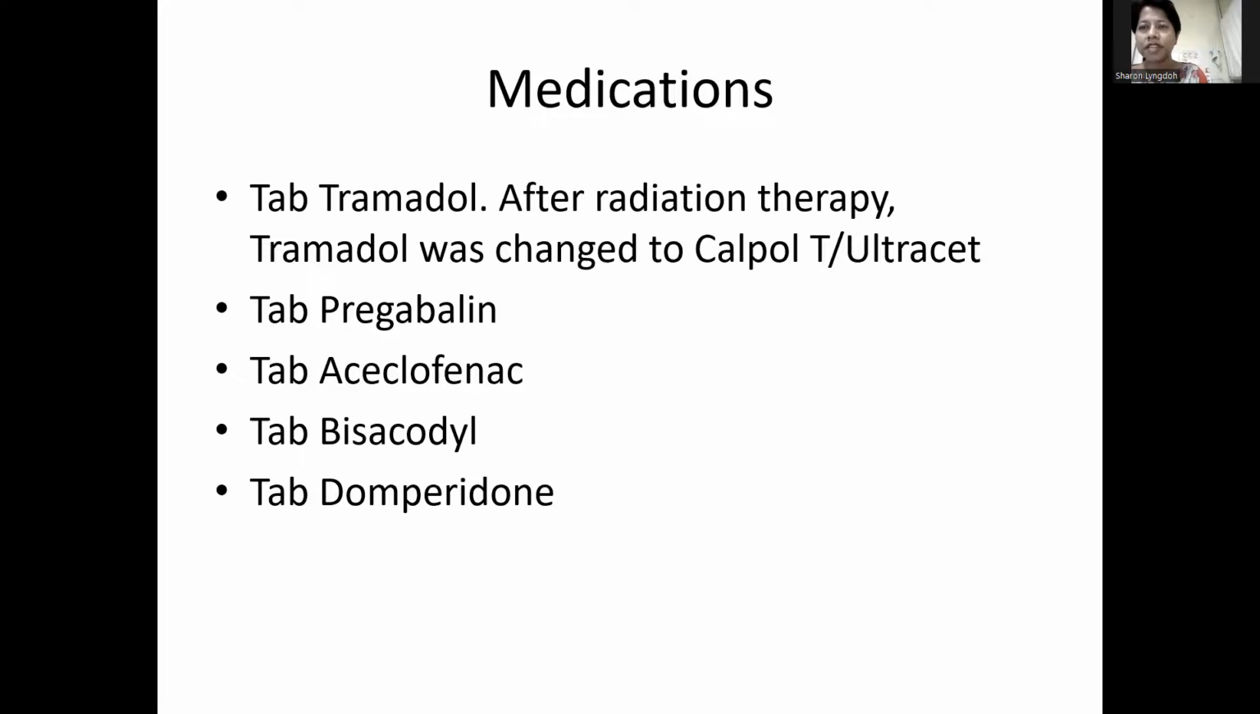So the medications, as stated earlier, tab tramadol, after radiation therapy, when the pain reduced, it was changed to tab Calpol-T or Ultracet. And tab pregabalin was continued, aceclofenac, bisacodyl, and domperidone.